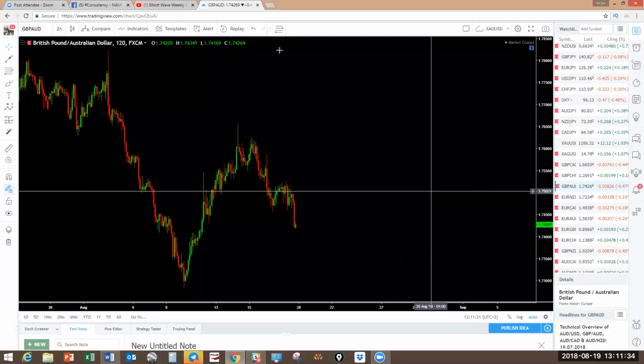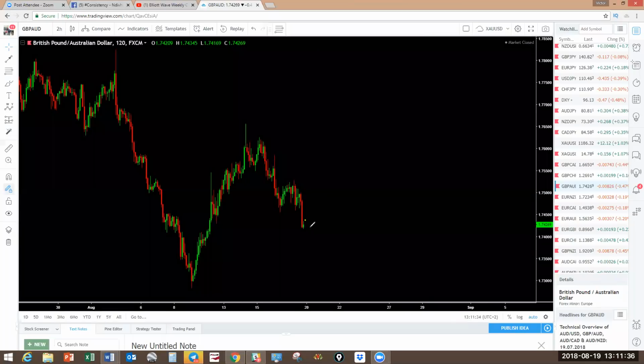Pound AUD, same. Pound AUD, you keep selling. Every time you get corrective structures like that, you keep selling. You may eventually break that level. You're actually most likely to break that level, so get a nice entry point.